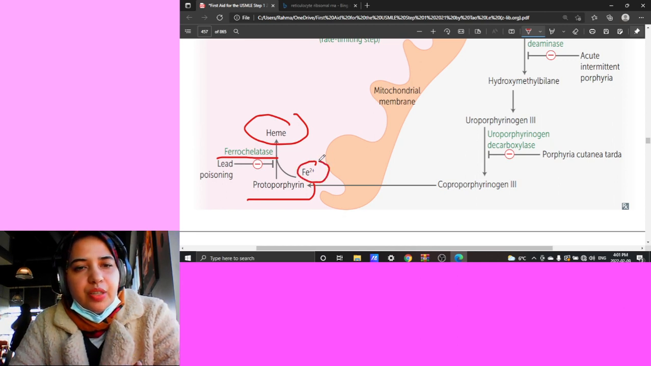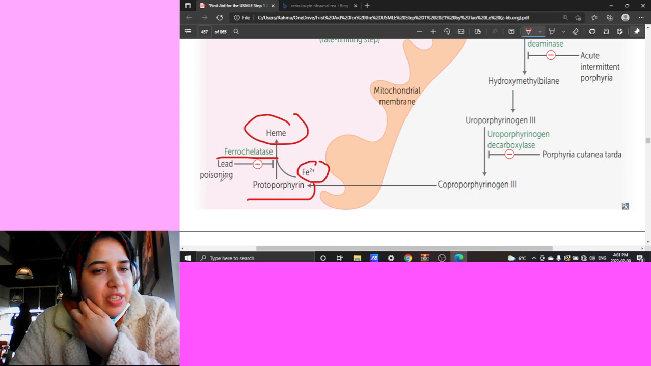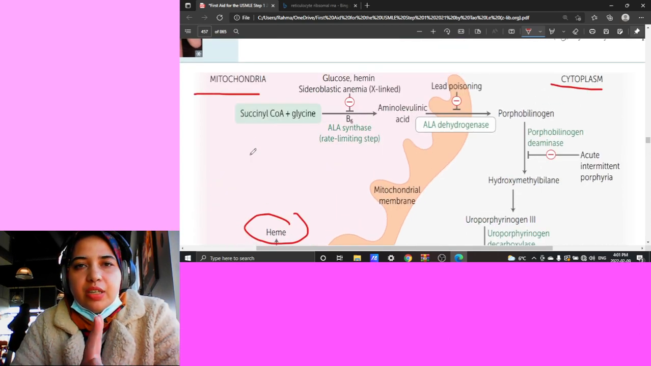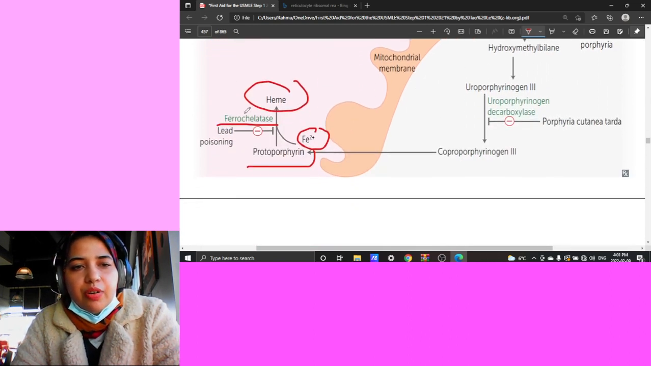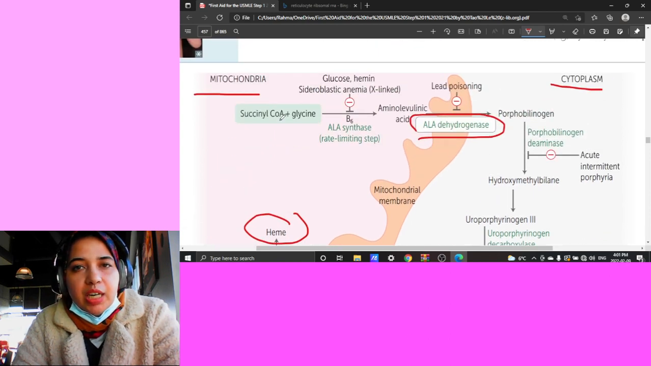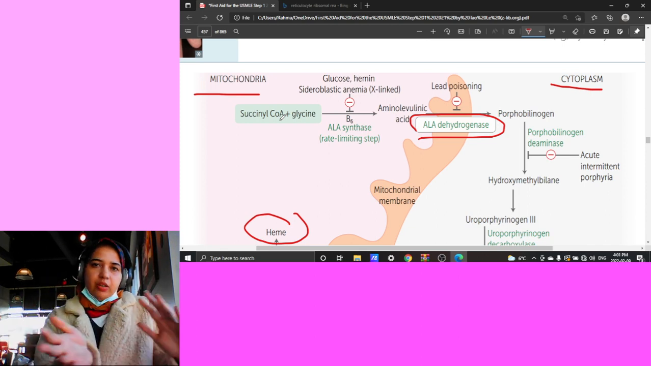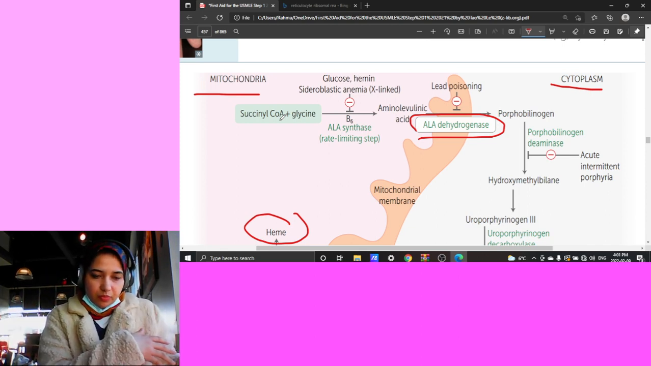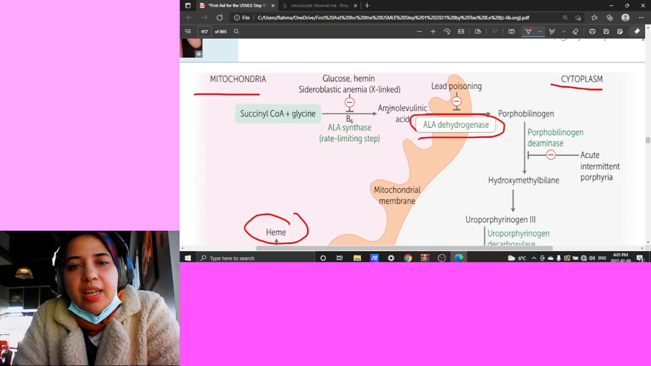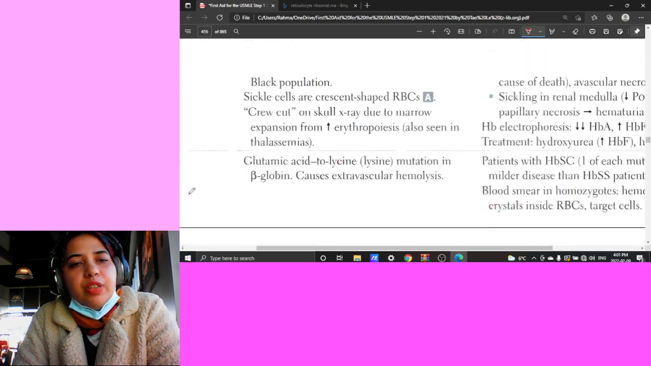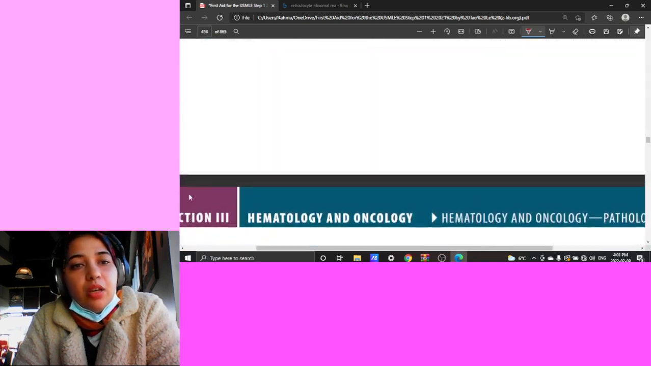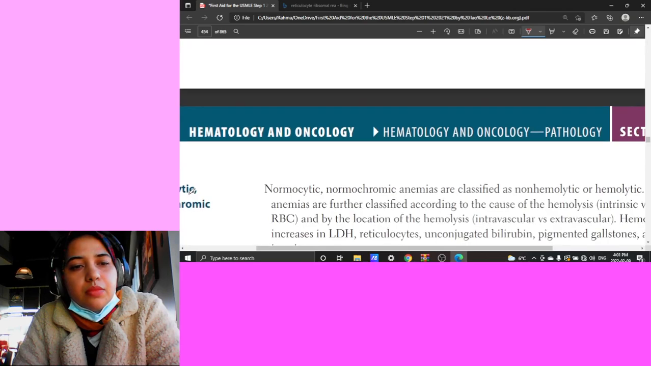So you can imagine lead poisoning is going to have an effect here. Lead poisoning is going to stop heme synthesis on two levels, through inhibition of ALA dehydratase and inhibition of ferrochelatase. So if I ask you what's going to happen with lead poisoning, what are you going to have? Remember, if I'm stopping an enzyme, I'm going to have an increase in all of its precursors or substrates. So you're going to have an increase in ALA and an increase in protoporphyrin. Let's take a look at lead poisoning and see if I am correct with my thinking.